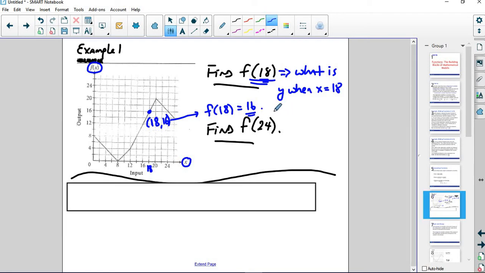You guys take a look at that, pause the video, and take a second and find f of 24. What does f of 24 equal?